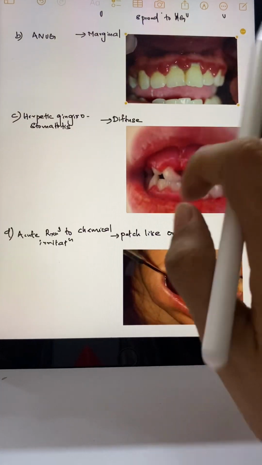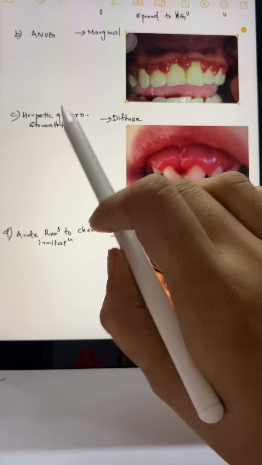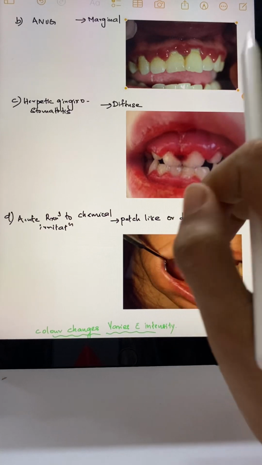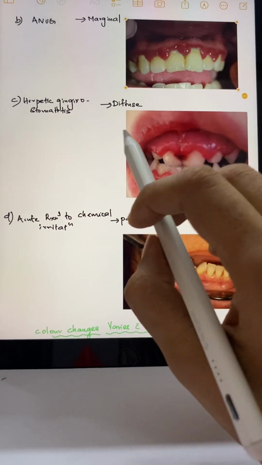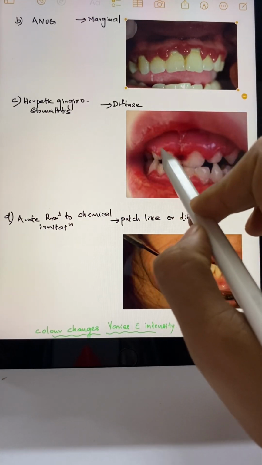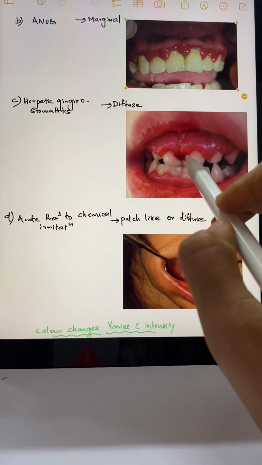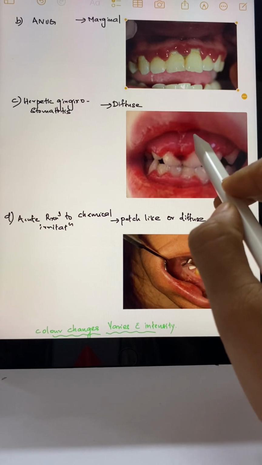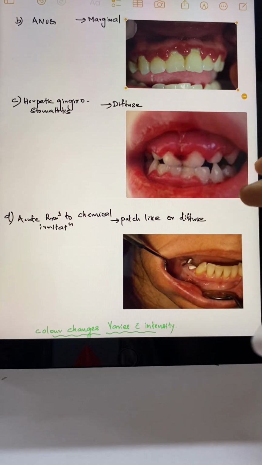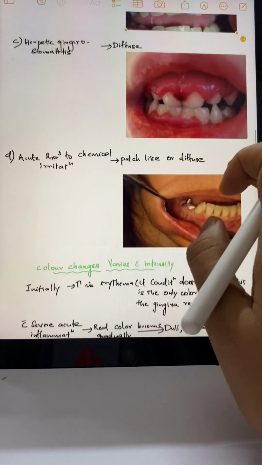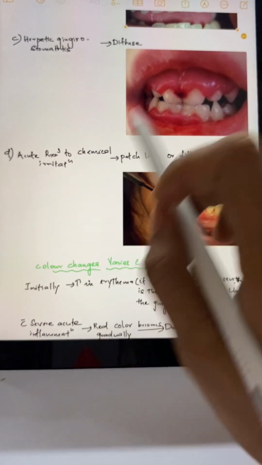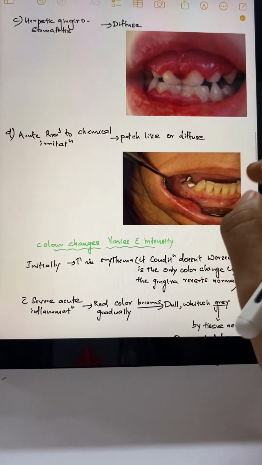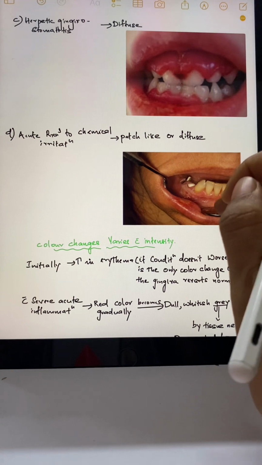But in the case of herpetic gingivostomatitis, that can be seen especially in children, in this case we can see the reddish area in a more diffuse manner because it has already spread into the attached gingiva and other areas. And in acute reaction to chemical irritation, in such case we can see a patch like or diffuse area.